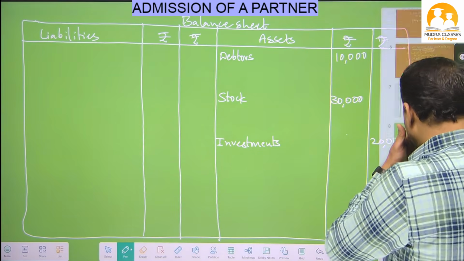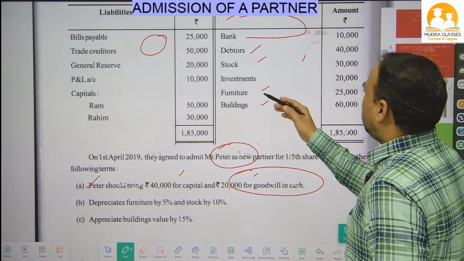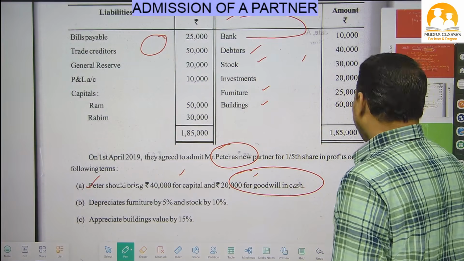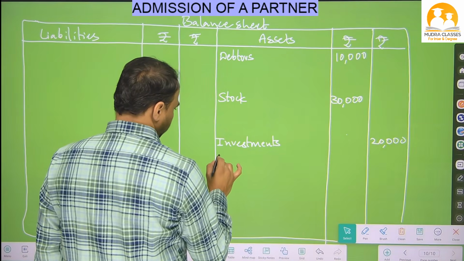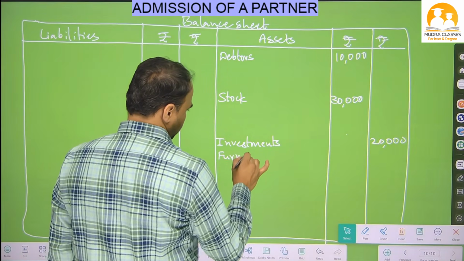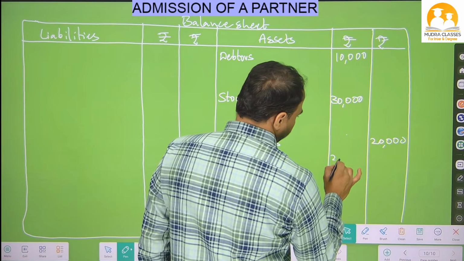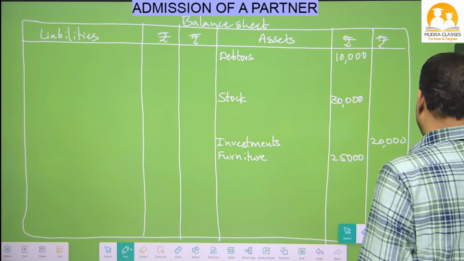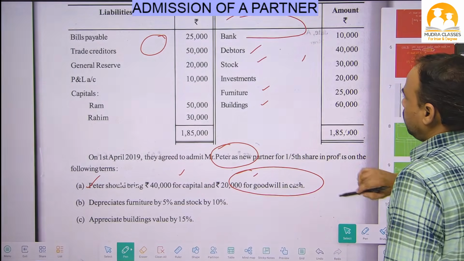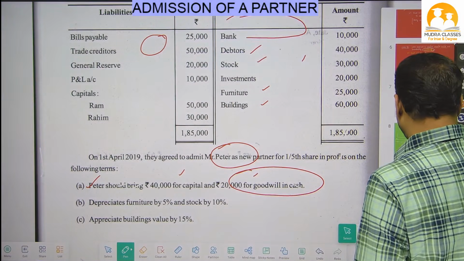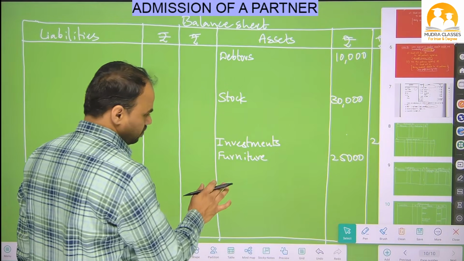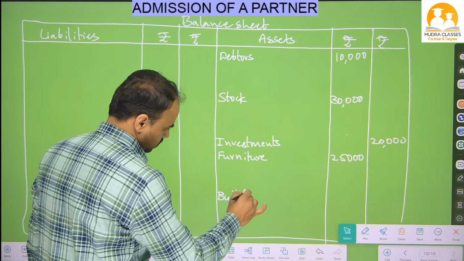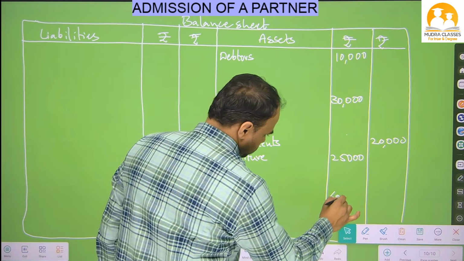Okay, now see the next item. What is given in the next question? The next item given in the question is furniture. Furniture 25,000, we have an adjustment, so write in the inner column. Furniture, write in inner column, we have an adjustment, 25,000 rupees. And the next item, after furniture, buildings we have 60,000 rupees. Let's write buildings 60,000, leave some place. Furniture we have an adjustment. So buildings, write in inner column 60,000.